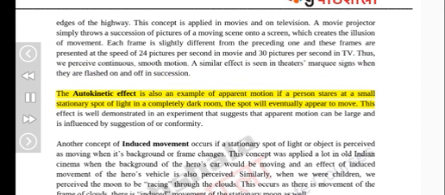The autokinetic effect is also an example of apparent motion. If a person stares at a small stationary spot of light in a completely dark room, the spot will eventually appear to move.